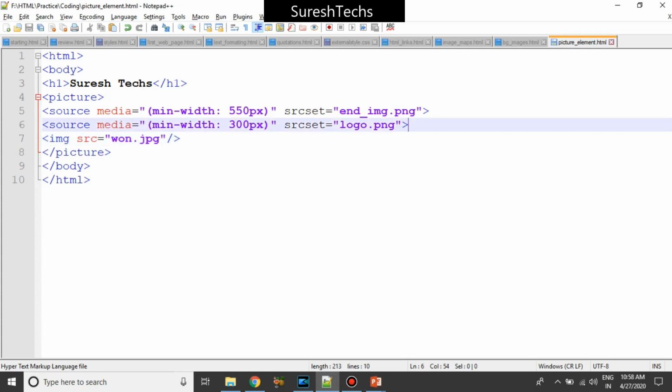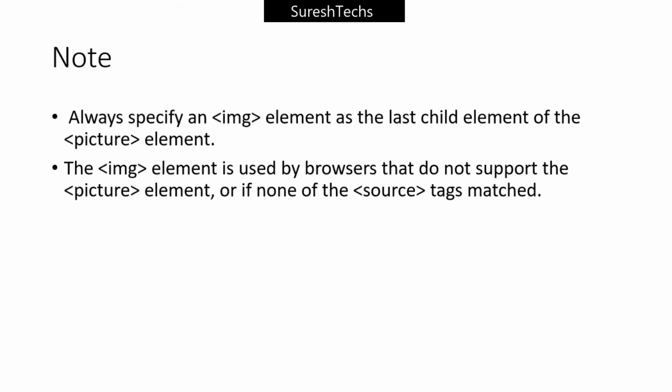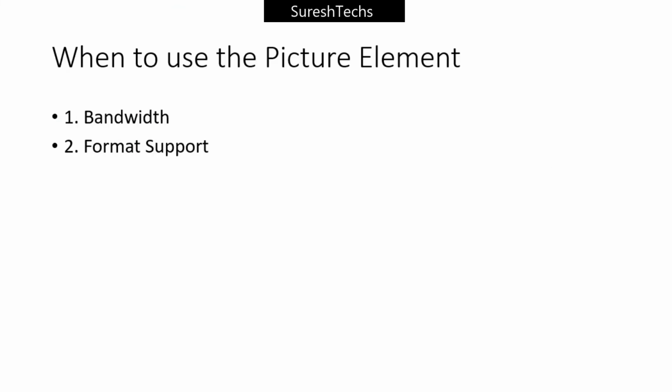Now let's go back to our presentation. So this is what we looked at just now, and this is the note point here. You have to always specify the default image as the last child in a picture element. Now when to use the picture element? Now you have learned the concept of the picture element, and the question arises when to use it. If your web page has to support mobile and desktop, then you should use the picture element concept. So the picture element's main use is to display different images on different devices.